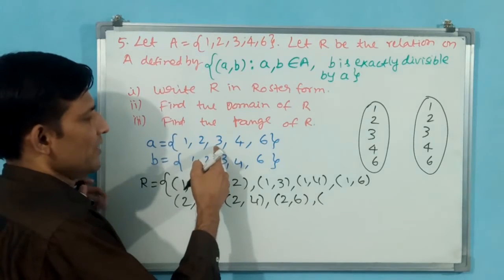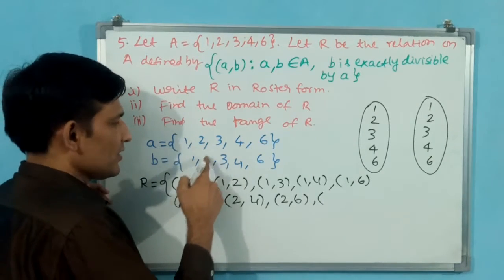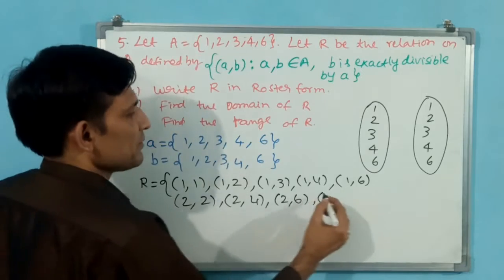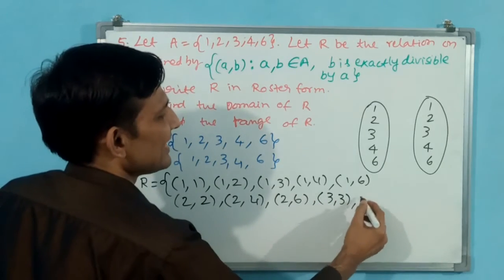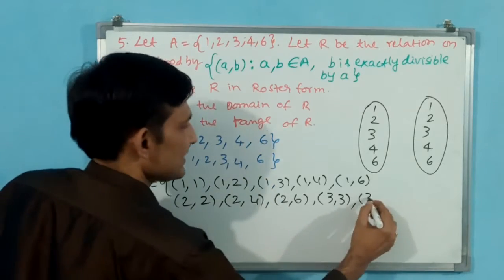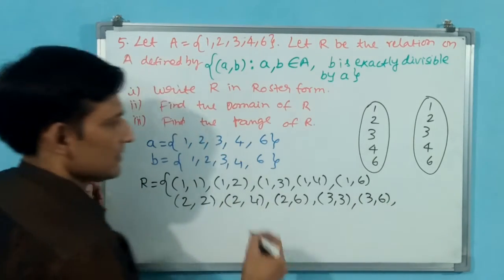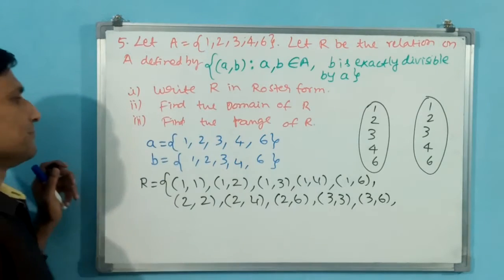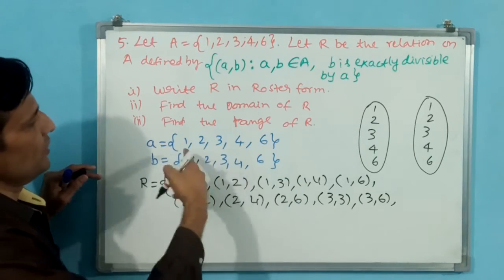Next, you go for 3. 3 to 1, not. 3 to 2, not. 3 to 3, yes, divisible. 3 to 4, no. 3 to 6, yes, divisible. Okay? I have to put a comma here also. Okay, 3 over.